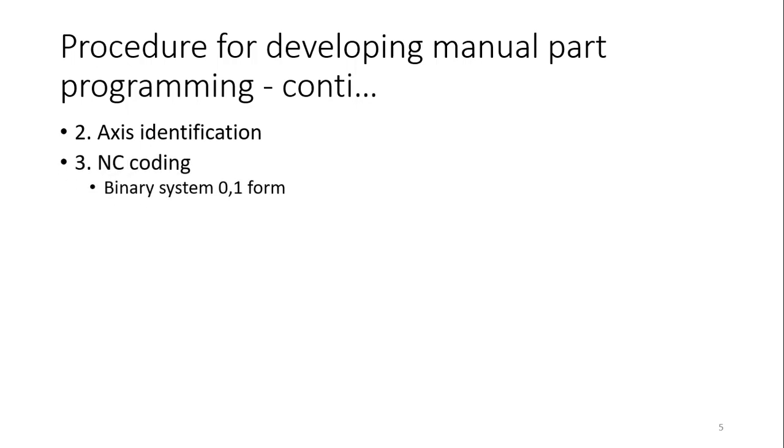The third point is NC coding. We are not getting into this because every system is converted into the binary system, 0 or 1 form. If you are using A, B, C, D, we all know the computer doesn't understand that. It always converts A, B, C, D into 0 and 1 form. Clear? Similarly, with NC coding, if you are giving any numerical data or alphabetical data, it has to be converted into the binary system.